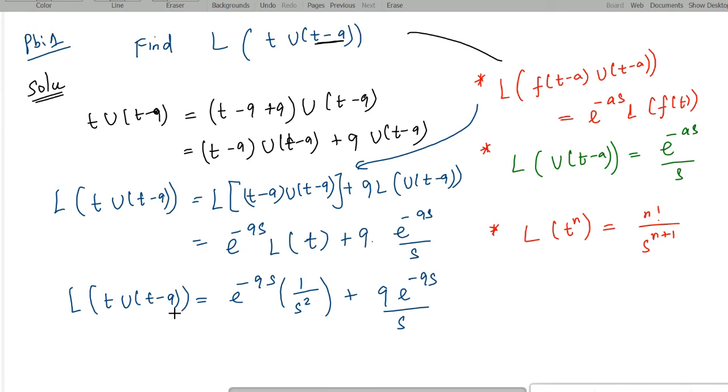You can rewrite, you can take e power minus 9s divided by s square as a common term. So from that you can get like this.